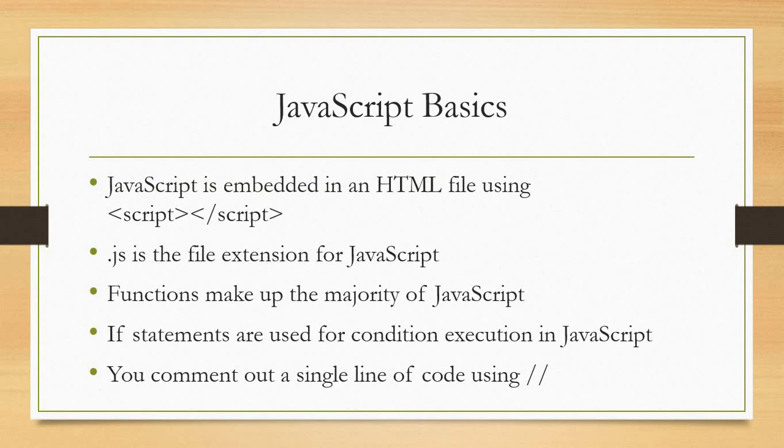Here are some basics related to JavaScript. When you are embedding JavaScript into an HTML file, you need to use the script tag. .js is the file extension for JavaScript. And because JavaScript is primarily related to the Java programming language, the majority of JavaScript is made up by functions. Additionally, we can have if statements which are used for conditional execution in JavaScript. In order to comment out a single line, we use // in JavaScript.